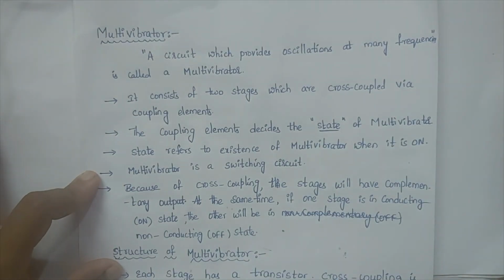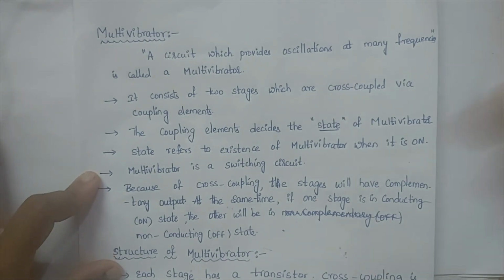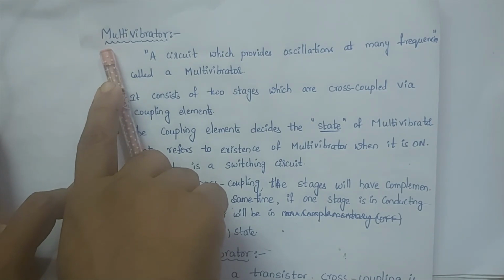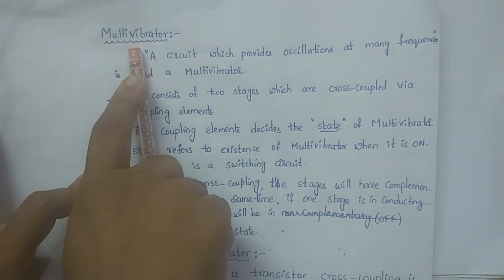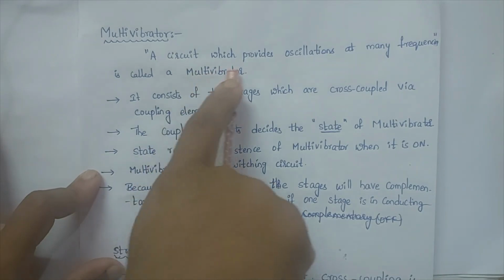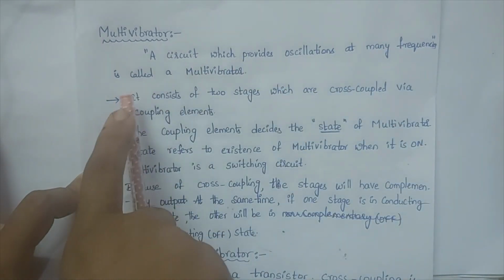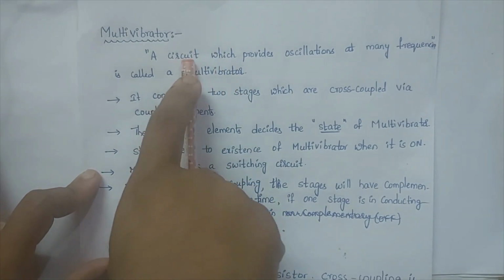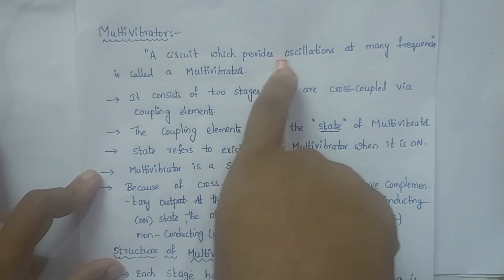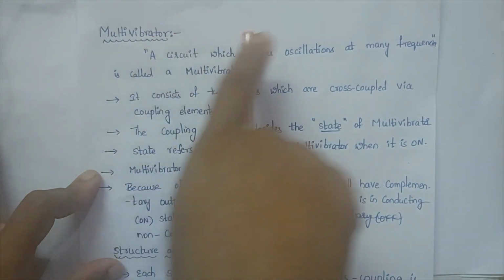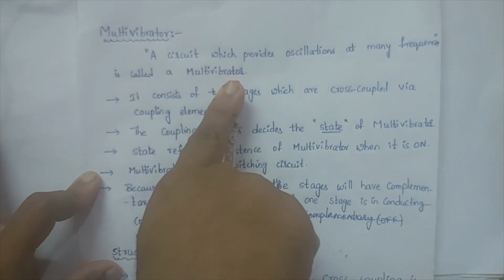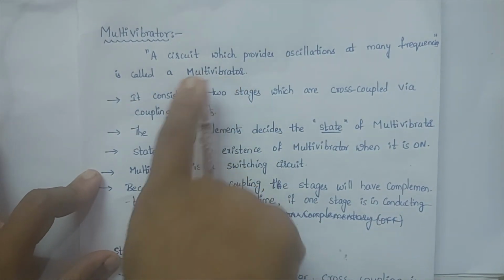So first, the definition of multivibrator. It has two terms: first one is multi, second one is vibrator. Multi means many. Vibrator refers to the word oscillations. So a circuit which provides oscillations at many frequencies is called a multivibrator. What is a multivibrator? A circuit which provides oscillations, that is vibrations, at many, that is multi, frequencies is called a multivibrator.